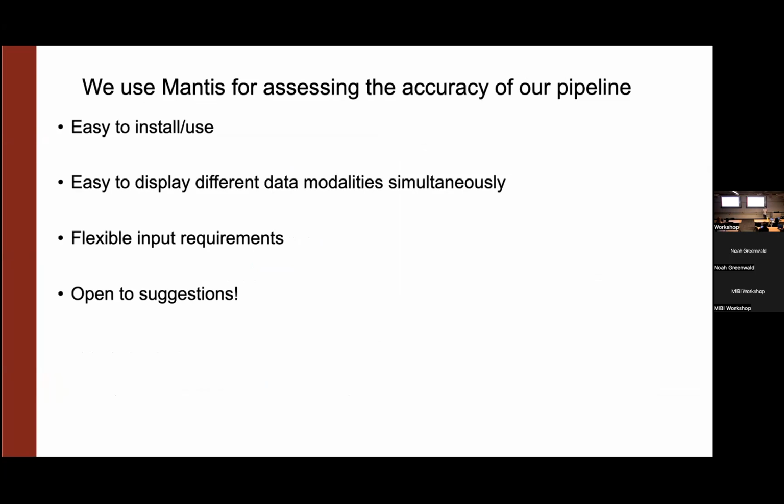We have decided to use Mantis specifically for this step of our pipeline, which is analyzing the outputs of our medium level processing to see how accurate it is. Why do we make that decision? One, it's really easy to install and use, so that's key. Everyone in the lab can use it. It's really easy to display different data modalities simultaneously. So you can have your raw channels, you can have your segmentations, you can have your annotations of different types, your cell table, all of that, you just plop it in there pretty seamlessly.